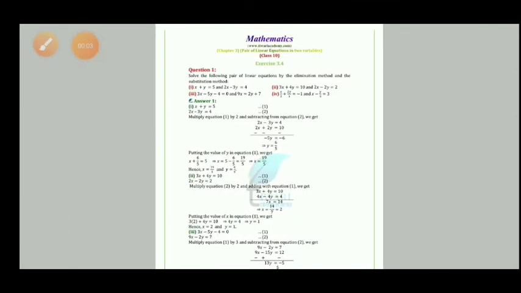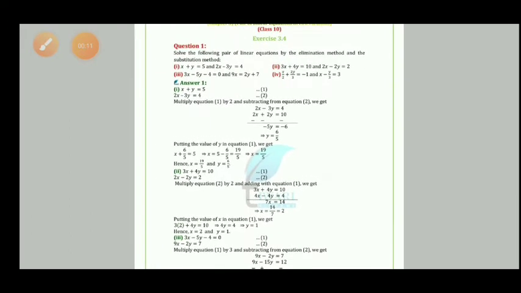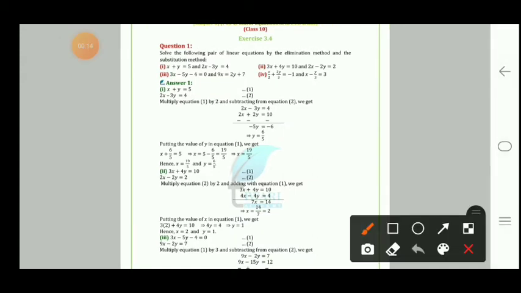Today we are going to discuss exercise 3.4 of chapter number 3, Pair of Linear Equations in Two Variables. Starting with the very first question, it is given that we have to solve the following pair of linear equations by the elimination method and the substitution method, meaning we have to use both methods here.